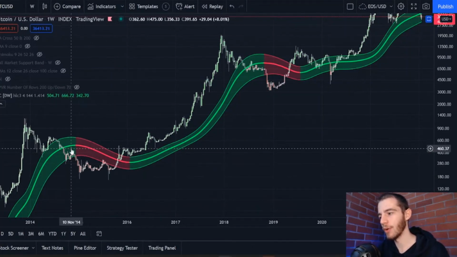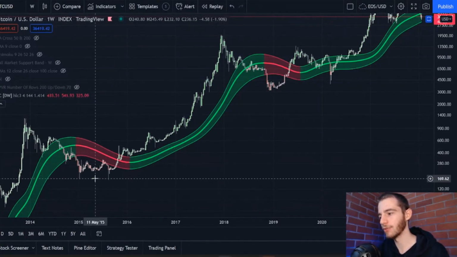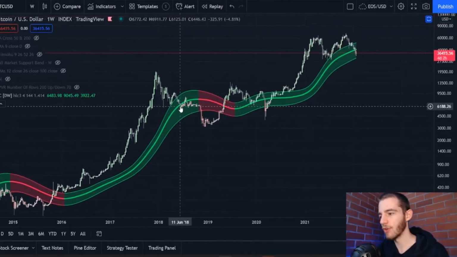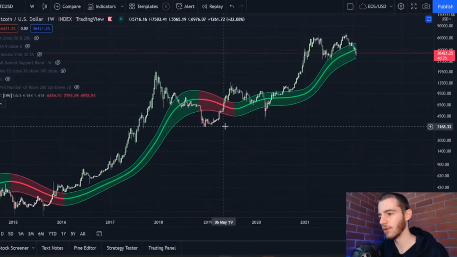Okay, so we dropped below it at around $460. Within about 3 or 4 months, we were at $160. Okay, same thing in 2018. We dropped below it at around $6,000, $7,000. 3 months later, or 4 months later on this occasion, we were at $3,000.